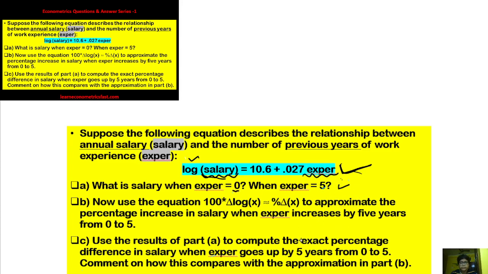First we'll find that out. Then, in the second question, we'll find the percentage increase in salary. Here, percentage increase in salary means we are looking at the change in the log value of salary, times 100. That is the percentage change when experience increases by 5 years from 0. Then we'll use this result to compare with part C, where you compute the exact percentage difference in salary when experience goes up by 5 years from nil years.